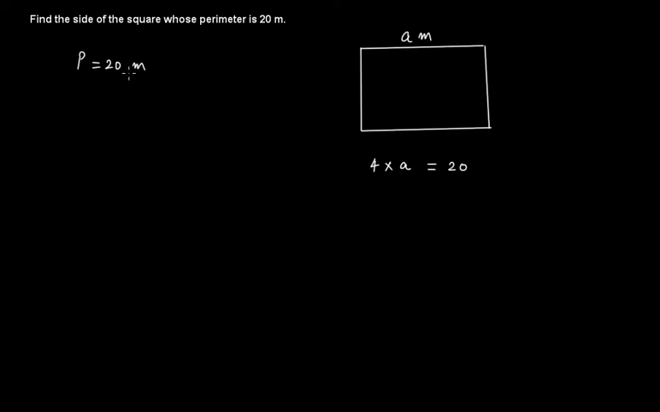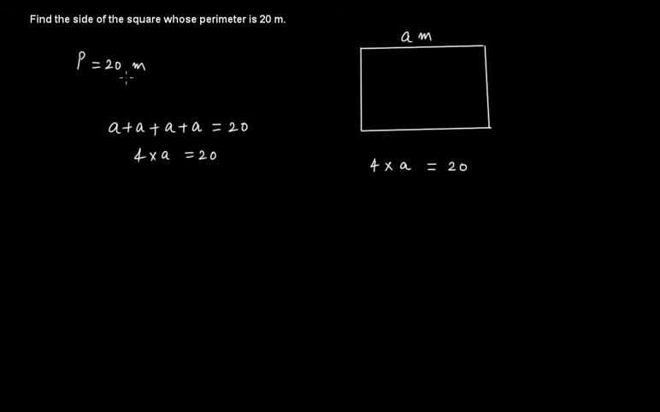Now, since the perimeter is the sum of all the sides, in case of a square it's the sum of 4 sides and all the sides are equal. So if all the sides are equal and the perimeter is 20 meter, I divide this 20 by 4. Why? Because the sum of the sides, that is a plus a plus a plus a, is equal to 20. That is 4 times a is equal to 20. So if this is the distance for 4 sides, what will be the length for one side?